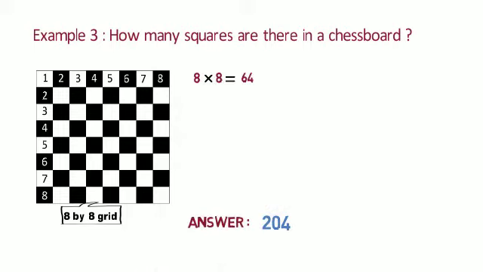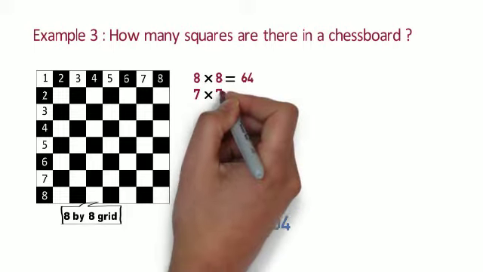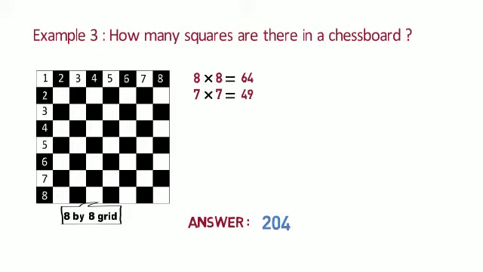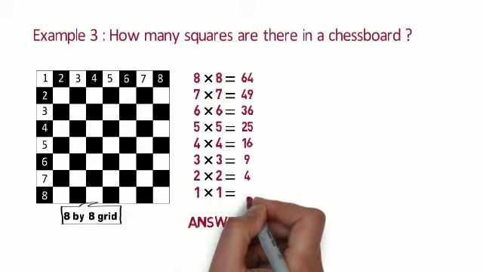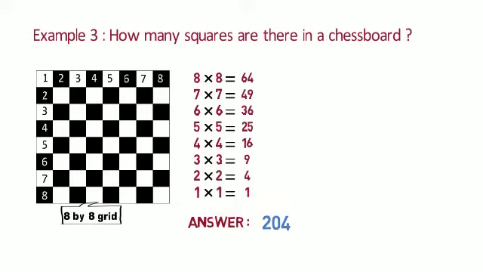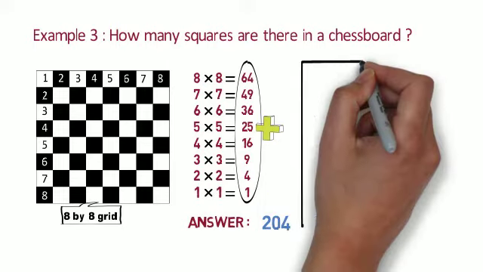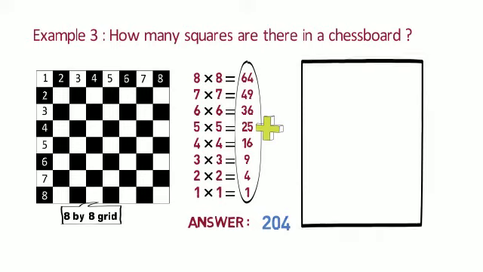We start by writing 8 into 8, which is 64. We reduce both 8's by 1 to get 7 into 7, which is 49. We keep doing it until we reach 1 into 1, which is 1. We add all these numbers and get 204 as our answer. That's it. But here, the process could have been further shortened.